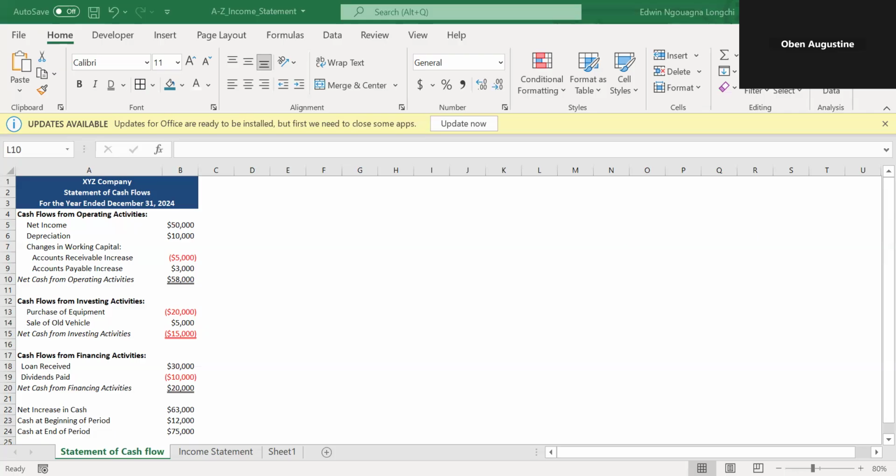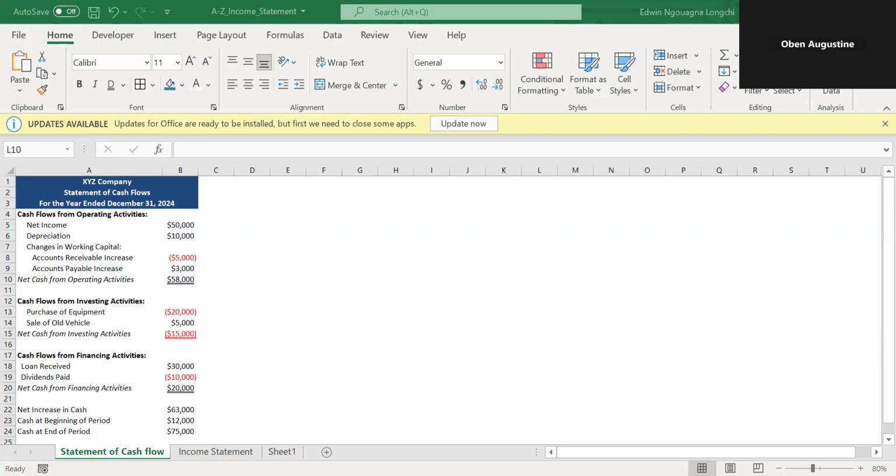And it focuses only on cash, actual cash, cash in hand, not revenues or expenses on accrual basis. It doesn't have accumulated revenue. It's just cash for a particular time period, say for a month or for a week. And it breaks down the cash into three sections, as we're going to be seeing here.